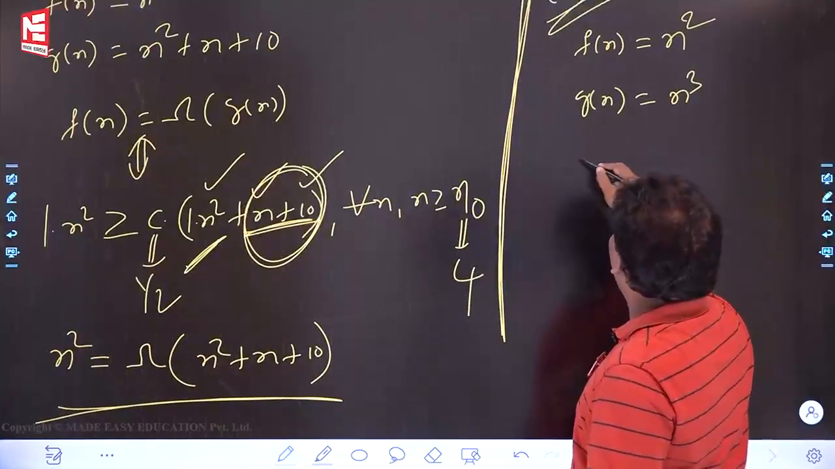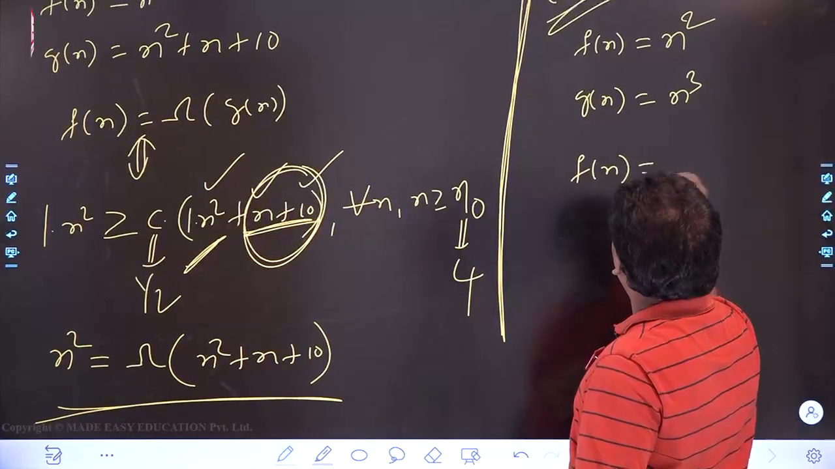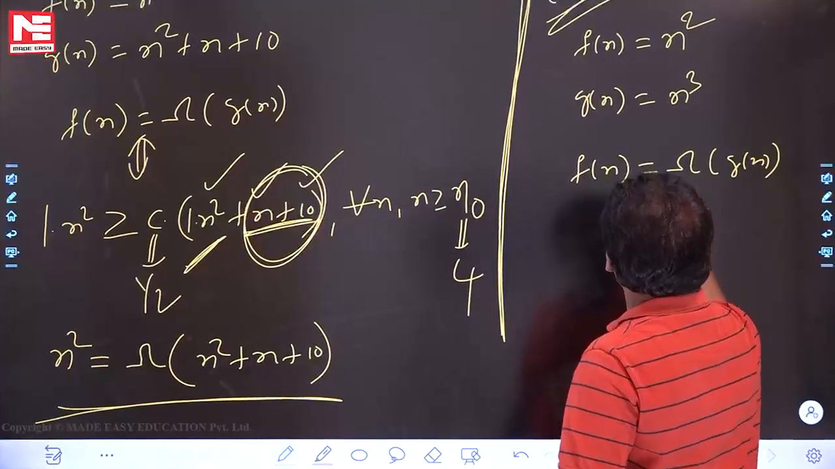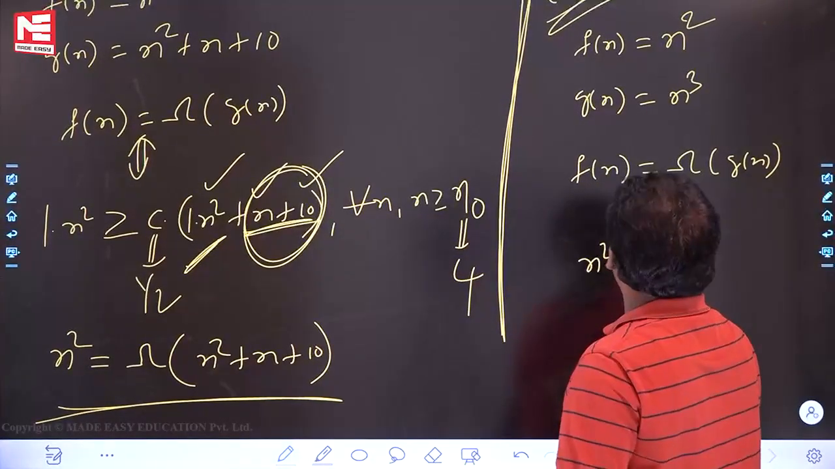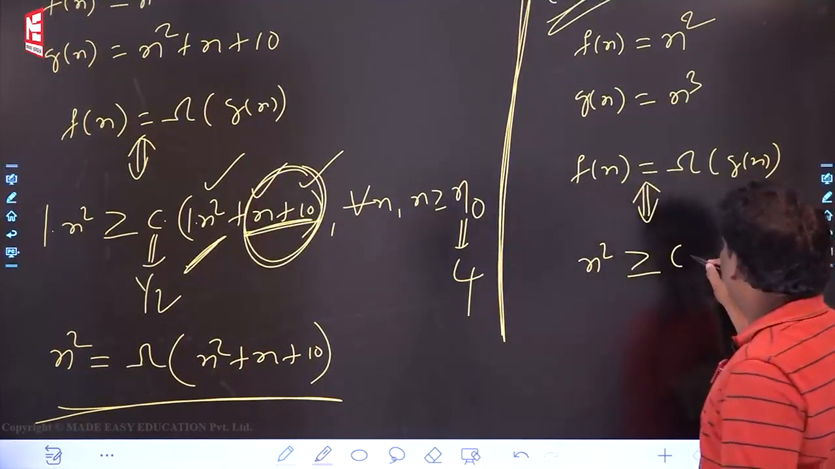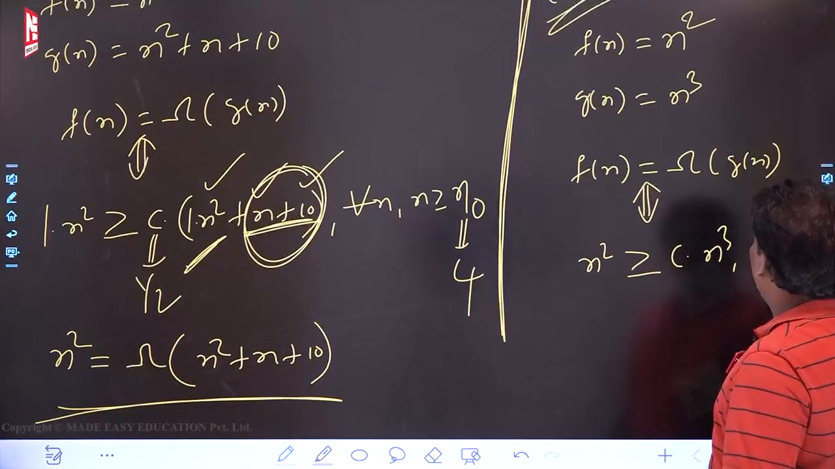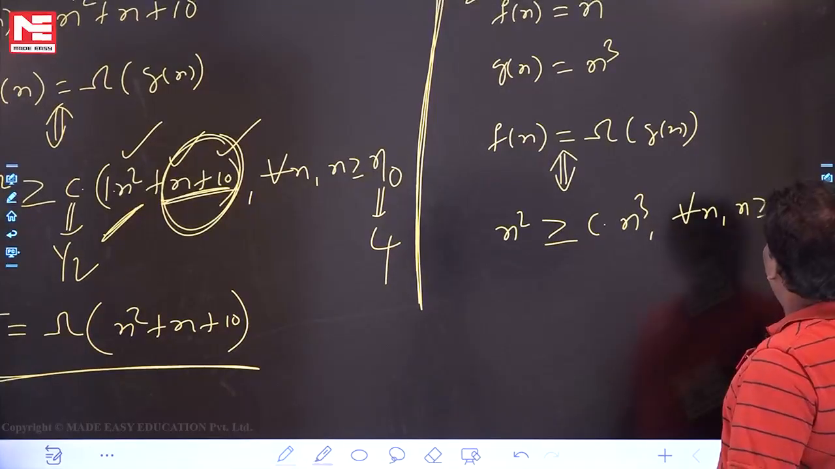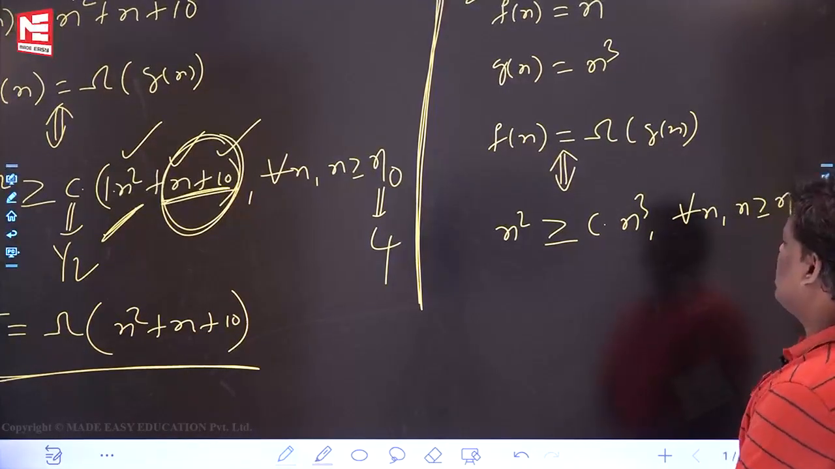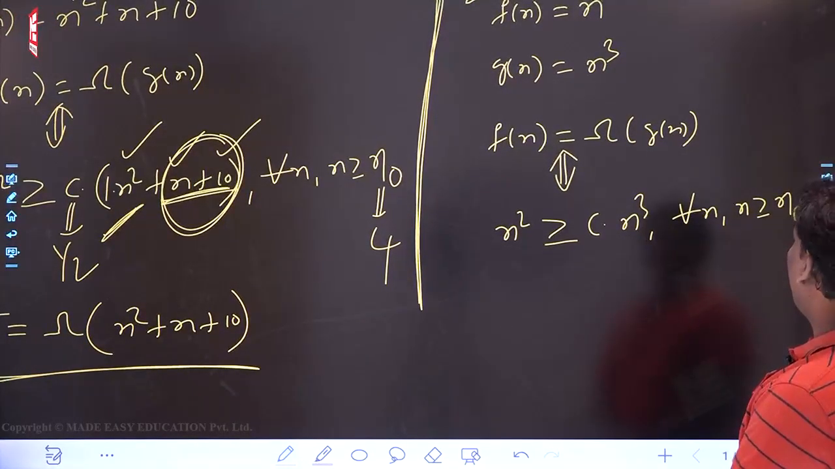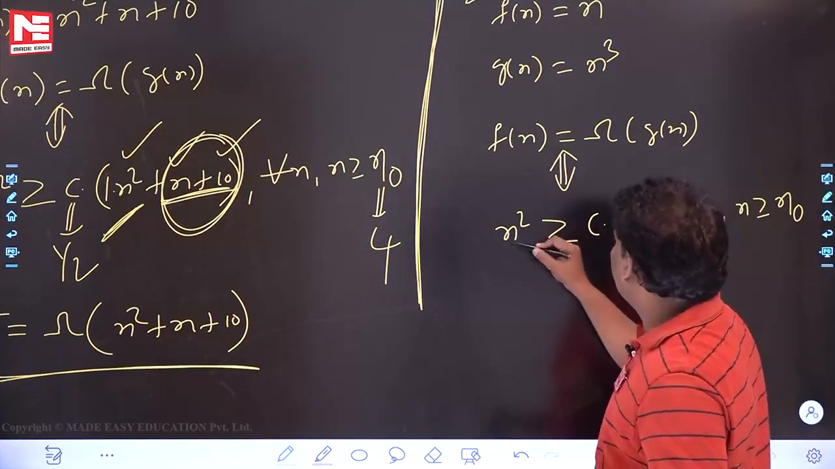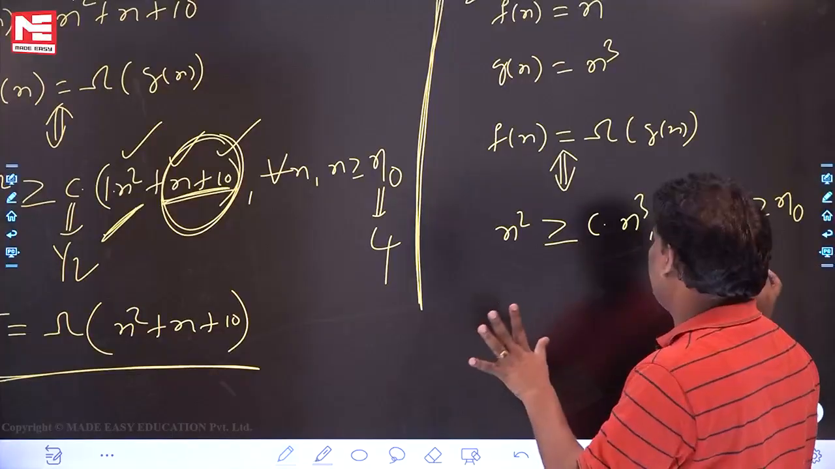Now let's see this one. I want to prove f of n is omega of g of n. If you want to prove it, what do you have to satisfy? You have to satisfy n square greater than or equal to some c into n cube, for all n where n is greater than or equal to n0. That is fine. Everything is perfect.